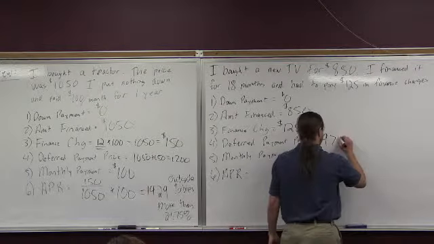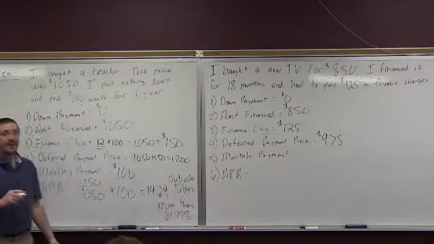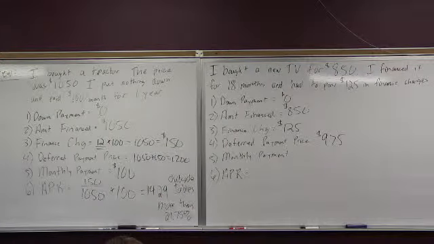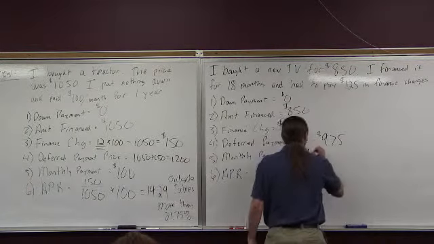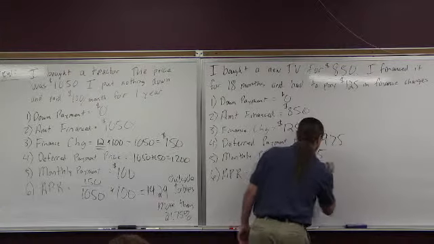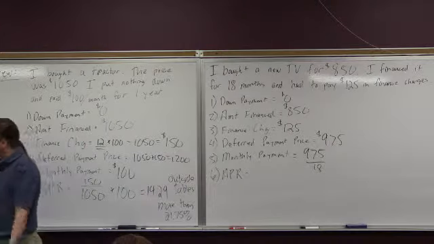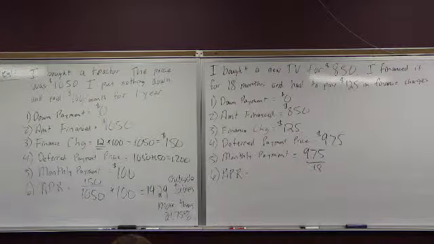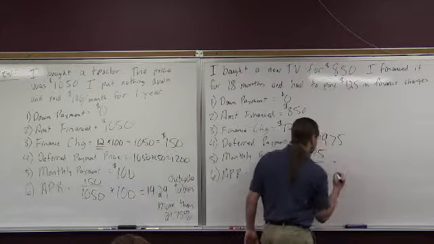$975. How am I going to find my monthly payment? Exactly. These monthly payments are going to be equal. I have to pay $975. I want them to be equal over 18 months. That's how you will make that amount equal. Take $975 divided into 18 payments. What's my monthly payment for my TV?